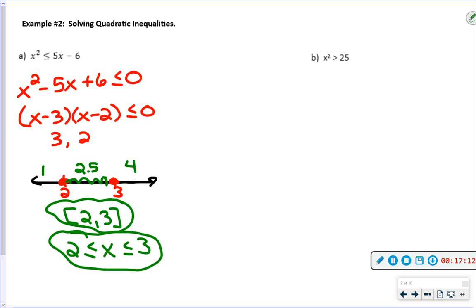Okay. Now, B. Everybody just wants to square root B. I'm like, remember your process. Set it to 0, factor it, and test your number line. So I'm going to subtract the 25. It's a perfect square, so I'm going to factor it.